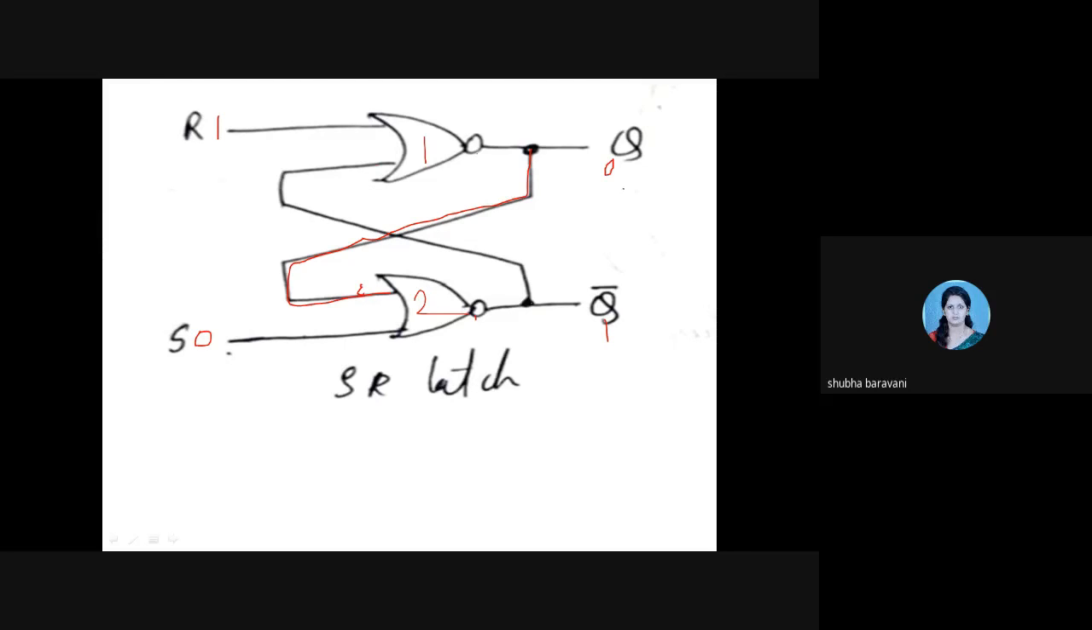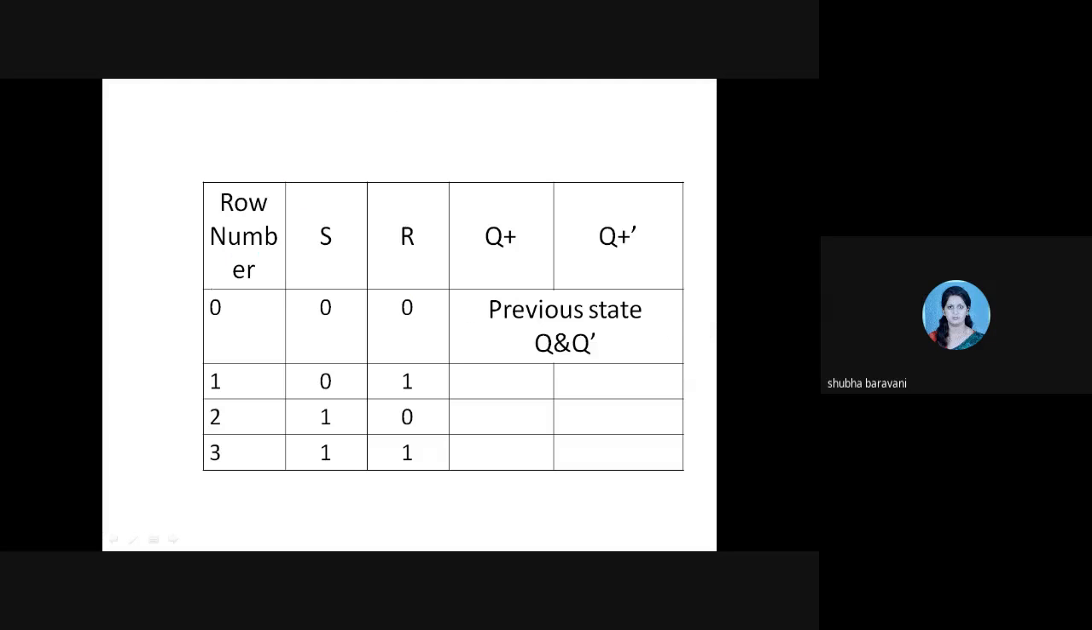NOT of it, it came 1. Right. So it was obvious that if Q is 0, then Q bar will be 1. Now this one comes here, comes here, comes here and comes to this. So this is 1. 1 plus 1 gives you 1. NOT of it, you will get 0. So what I had assumed is correct. This is the first case when R is 1 and S is equal to 0. See, when R is 1 and S is equal to 0, you get Q plus as 0 and Q plus bar as 1.